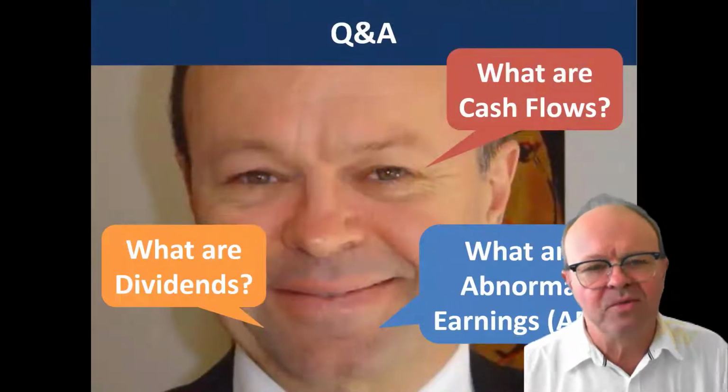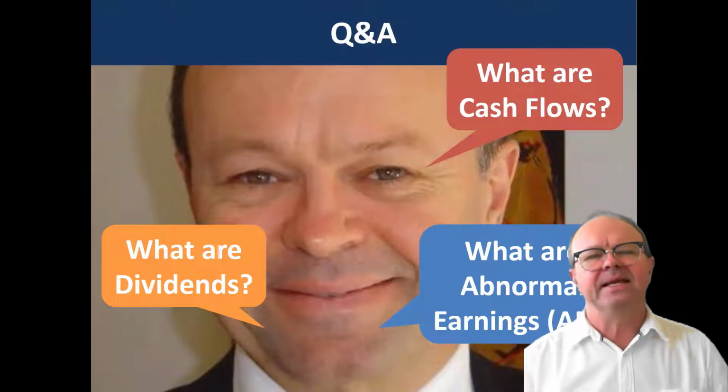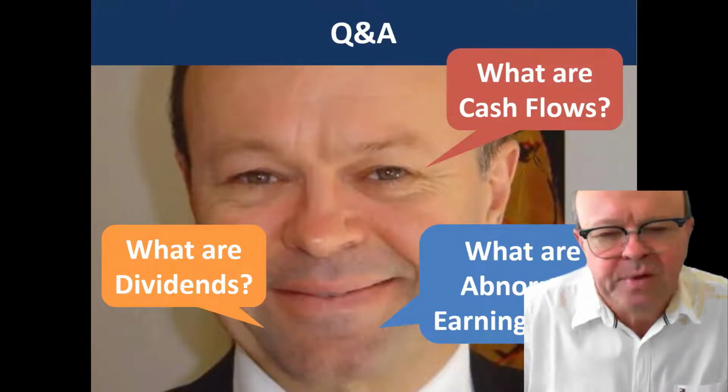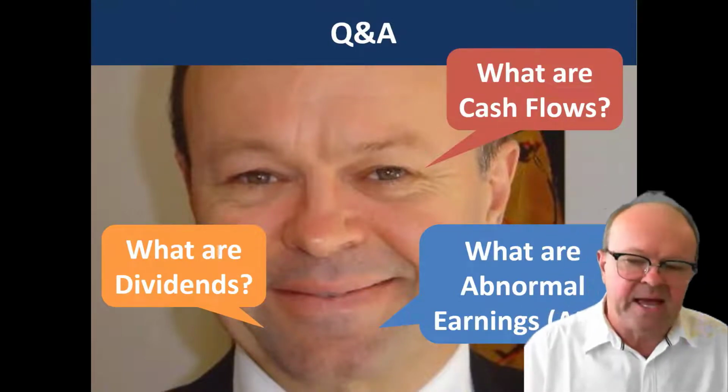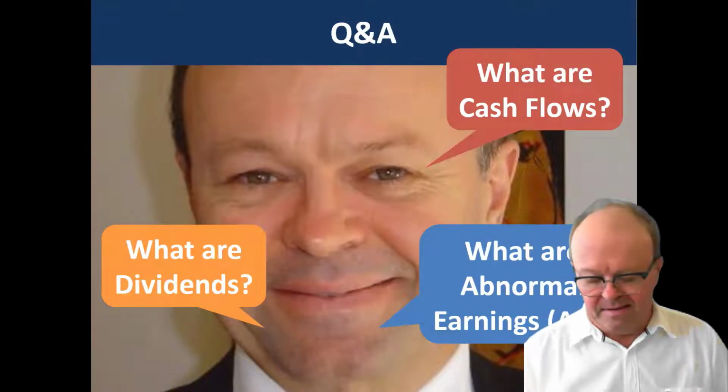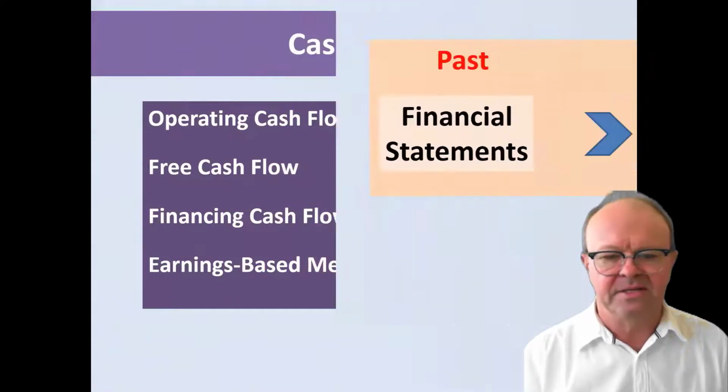FCF. And what are abnormal earnings? Abnormal earnings are comprehensive income less the cost of capital. And we'll be shifting that to being abnormal operating income in a few weeks. But currently we're looking at the firm as a whole, the company as a whole.